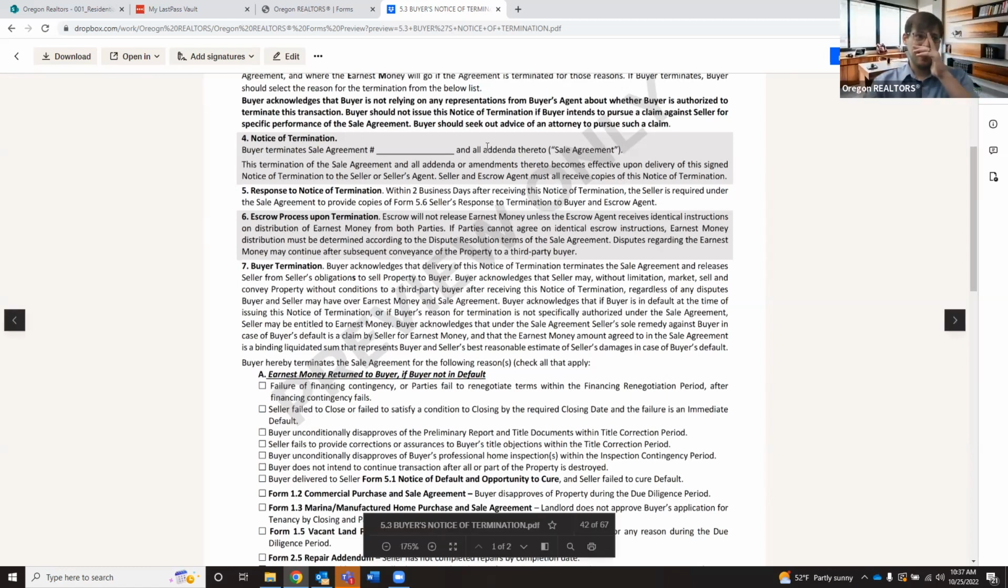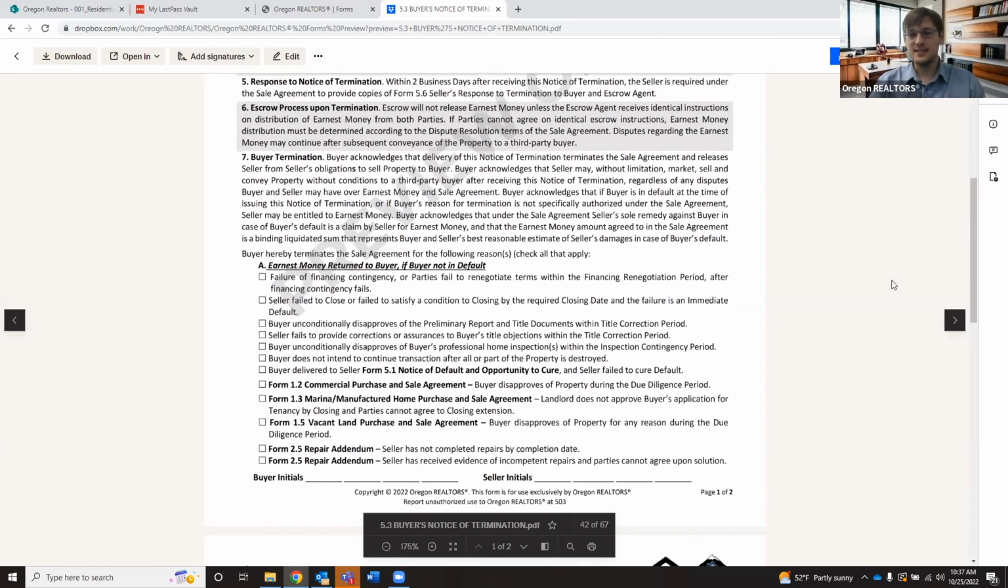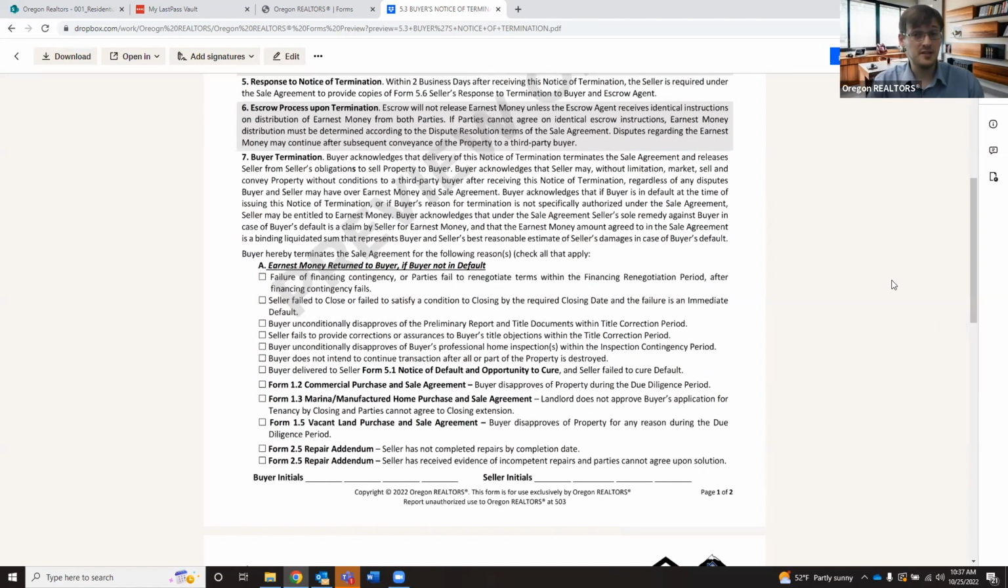Section 6 is the escrow process. It essentially says the same thing that the purchase and sale agreement does, which is you need identical instructions. If you don't have identical instructions, we don't pass the money out. We hold it until we figure out who it gets to go to, or until a court tells us where it goes. And this is just kind of explaining that process.